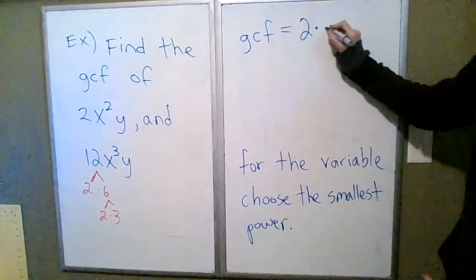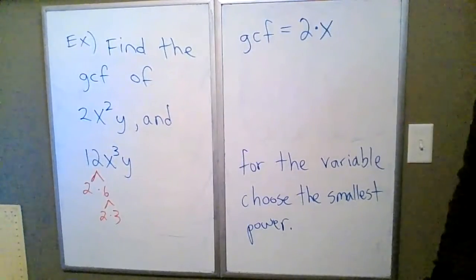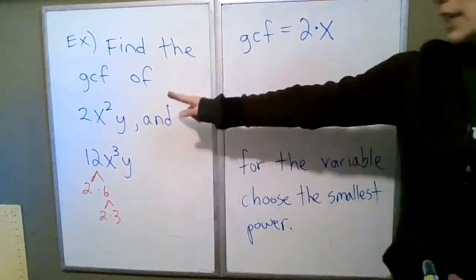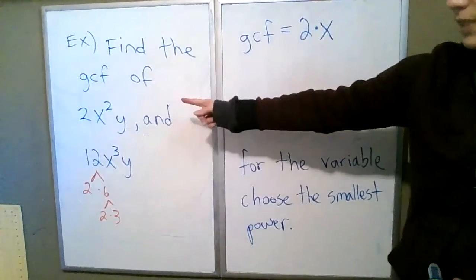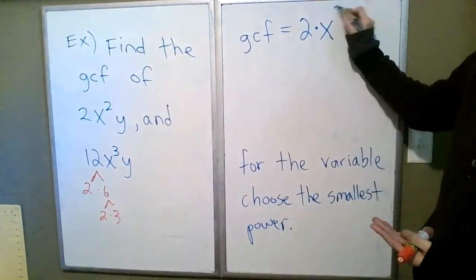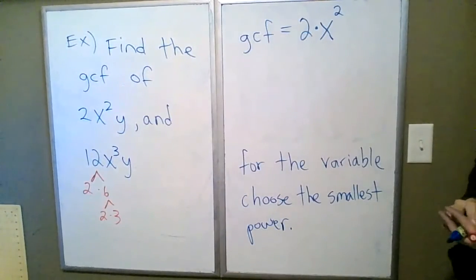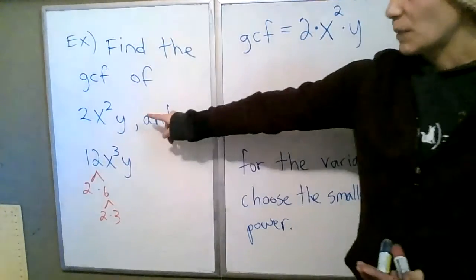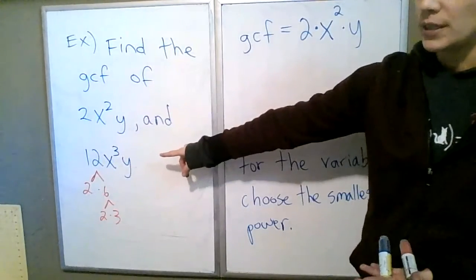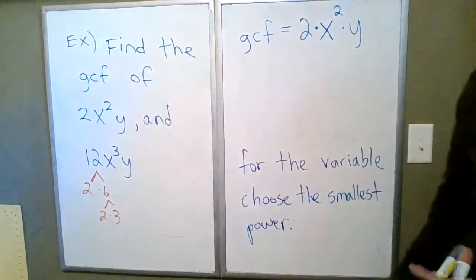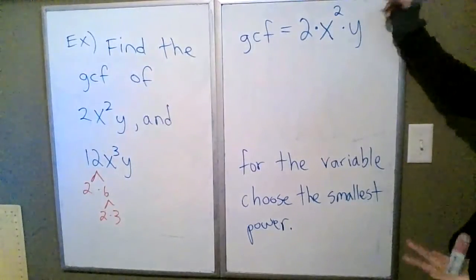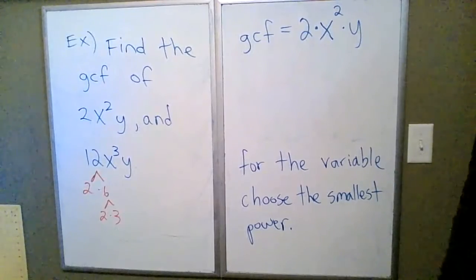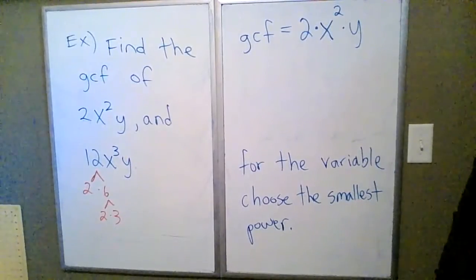Let's go over to x. You would choose the smallest power. So between x squared and x cubed, go with x squared. And then for y, this has a power 1, this has a power 1, and the smallest is power 1, which is y. So that's the greatest common factor, 2x squared times y.